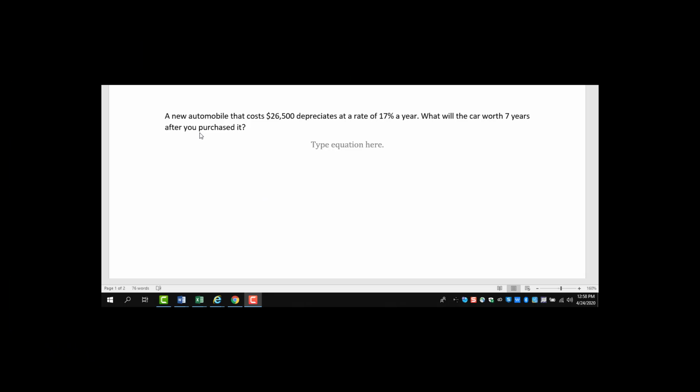So we have two little examples using exponentials. This one says the new automobile costs $26,500 and depreciates at a rate of 17% a year. What will the car be worth 7 years after you purchased it? So hopefully now you understand we're going to use this equation.